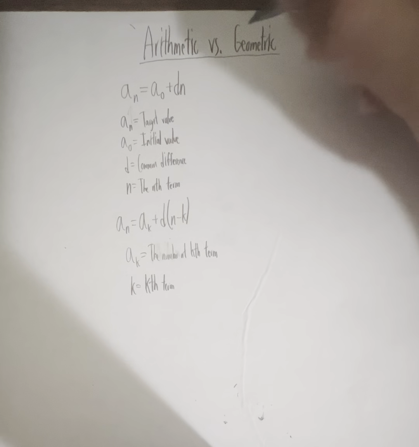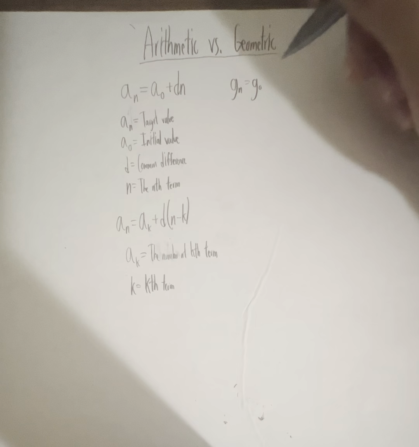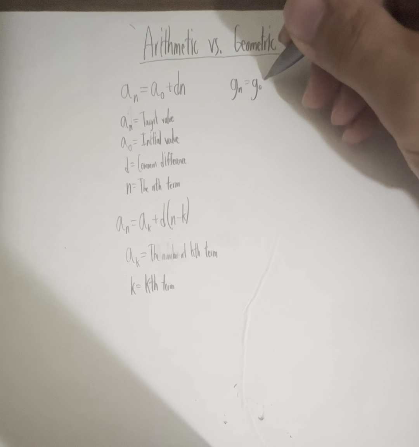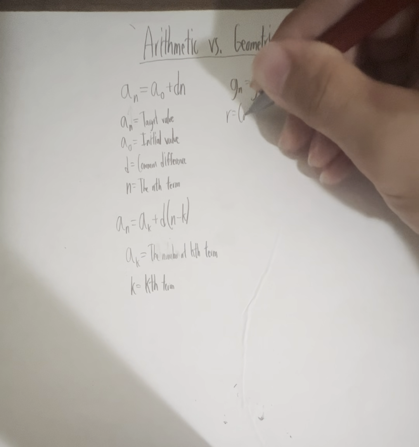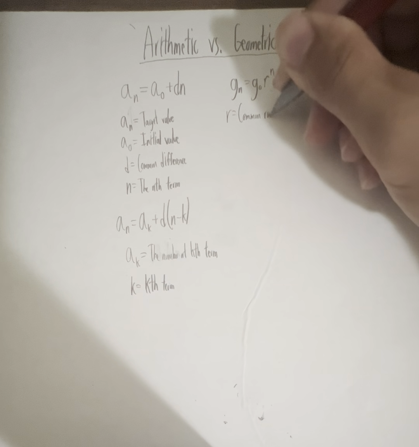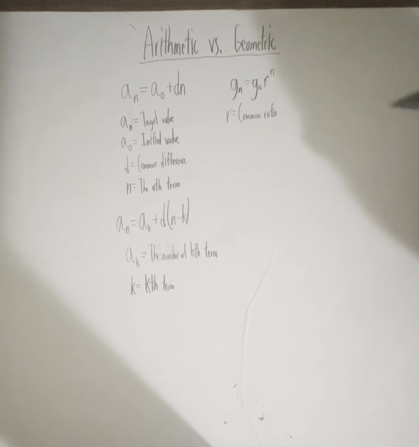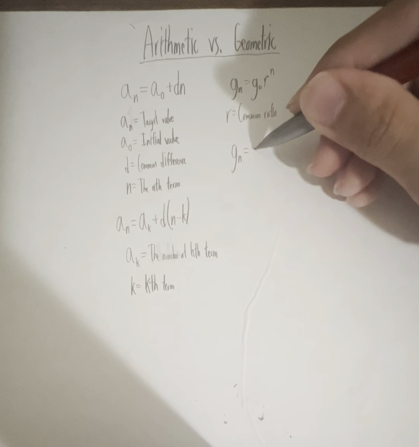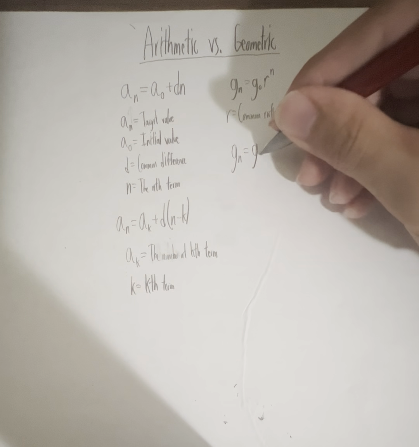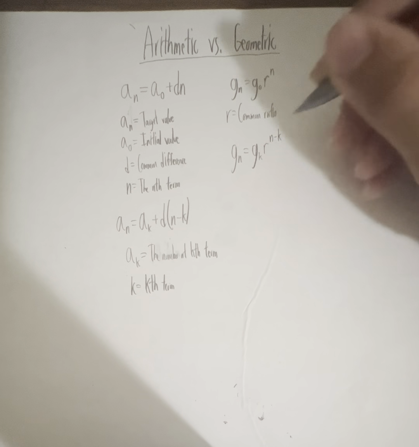Now, when it comes to geometric, it's a similar idea. We have g of n equals g of 0, which is the initial value, times r to the power of n. Now, what r symbolizes is the common ratio, which basically behaves like the common difference, but for geometric sequences. And then for the next formula, we have g of n equals g of k times r to the power of n minus k.